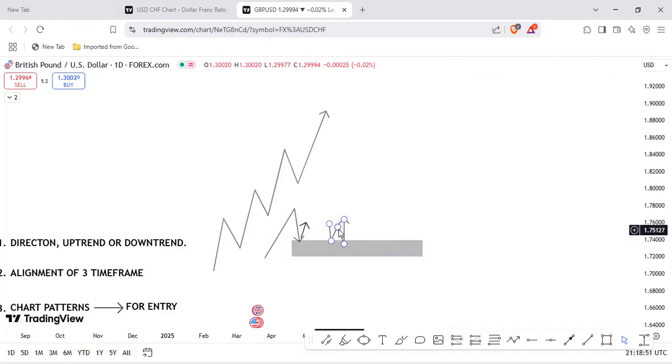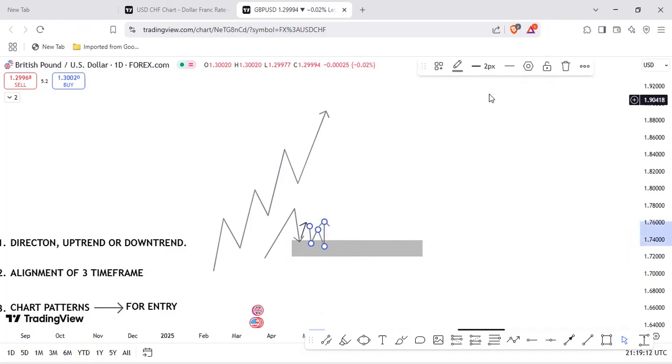This particular strategy, I've been using it since late last year, and it has been working for me like crazy. I've been having a win rate of, let's say, 60 to 70% with this strategy. So now, if you find this kind of pattern, what you have to do is wait. Let me take this out and do another one.